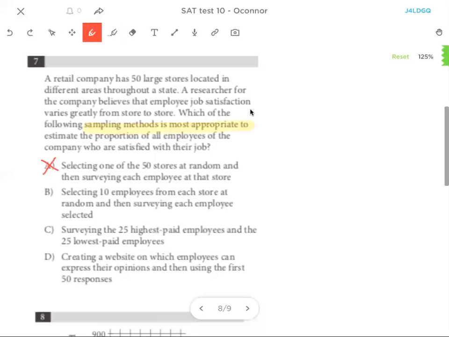We want an idea of what's happening with all of the employees. Selecting 10 employees from each store at random and then surveying each employee, that sounds like a pretty good idea because we're representing all stores and it is random at each store.